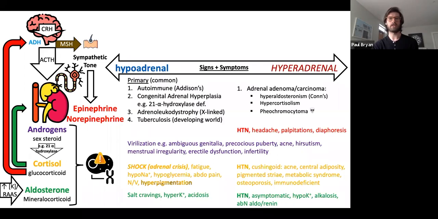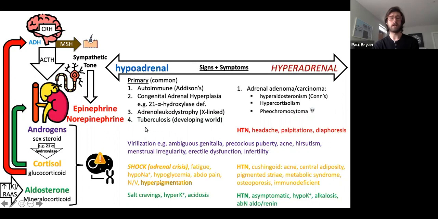Again, just like with other pituitary axes, the most common ones are primary problems of the adrenal, and we'll get into secondary ones in a second as well. But it's a short list. So really the ones that are important to know in terms of adrenal insufficiency are the autoimmune cause, which is called Addison's disease, as well as congenital adrenal hyperplasia. And the most common cause of that, more than 90% of cases, I believe, is a deficiency in 21-alpha hydroxylase.